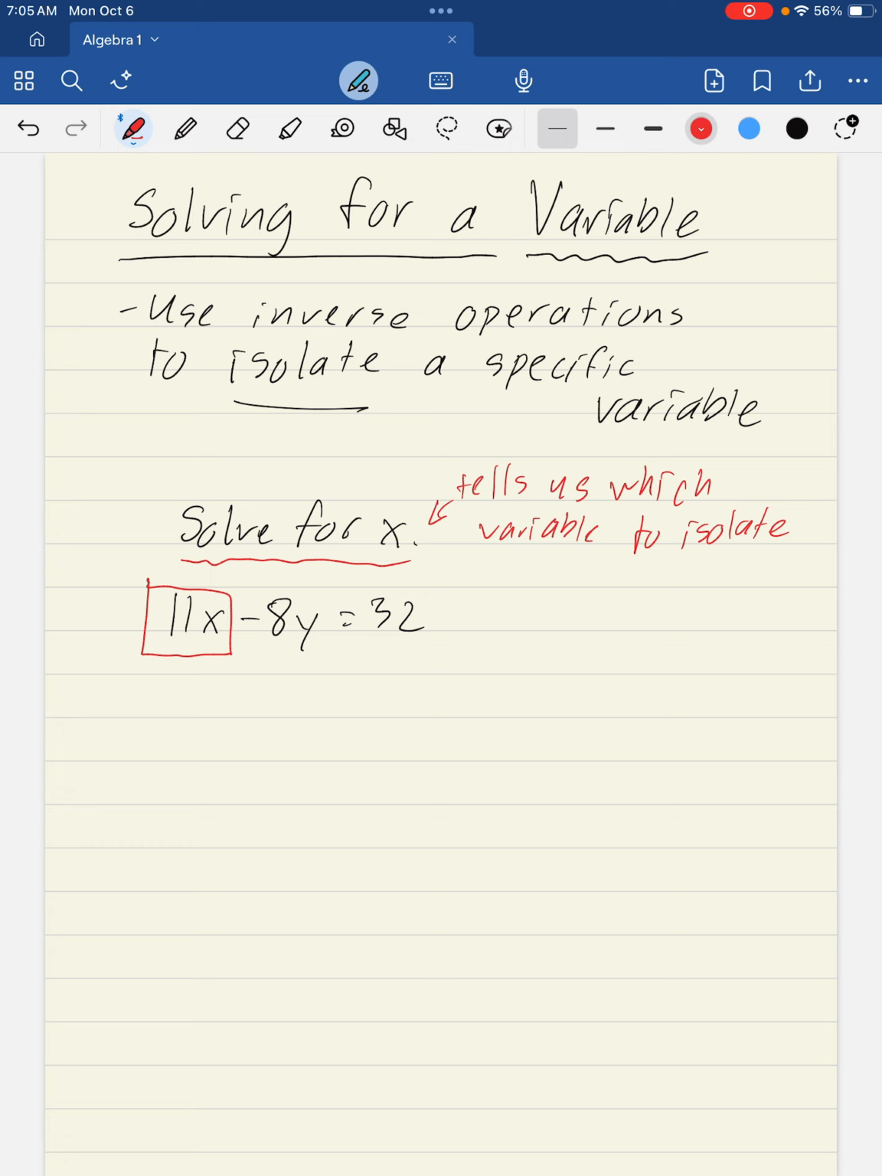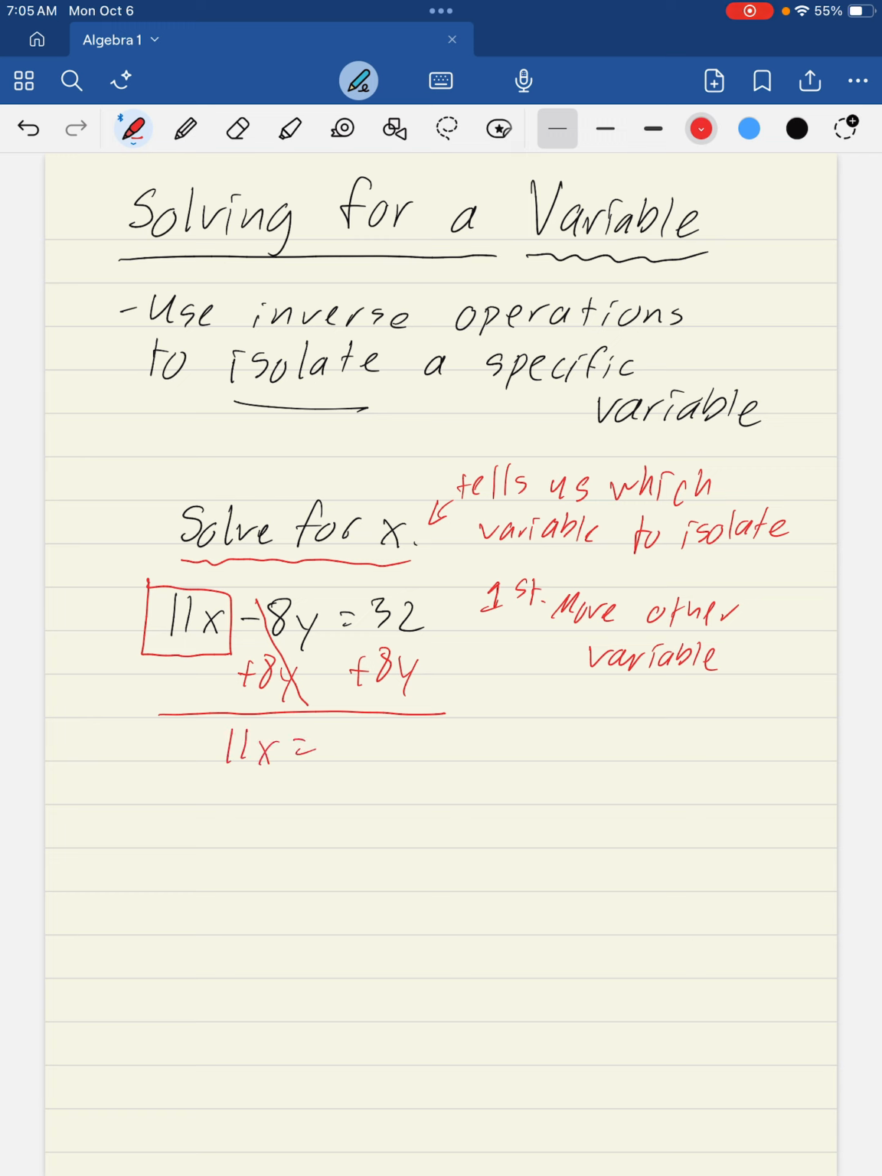The first thing we're going to do is move the other variable, and we're going to use inverse operations. The opposite of minus 8y is plus 8y. We do that to both sides. And this is going to be unique. We know these cancel, and we just have 11x on the left side now.